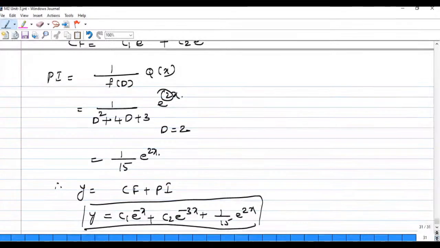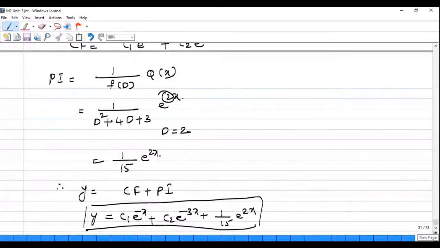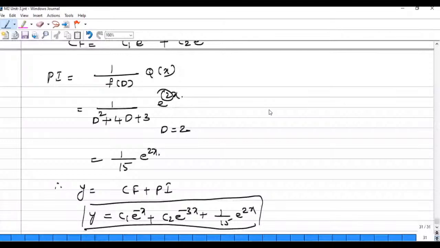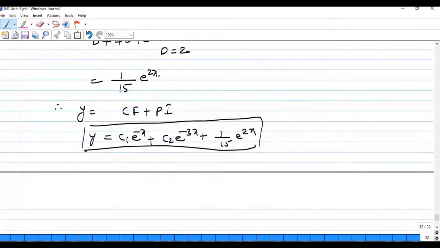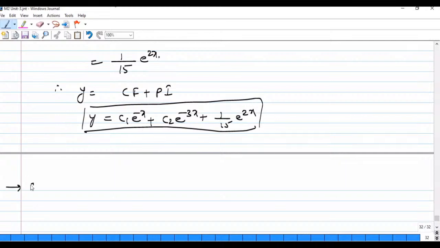Okay, shall I go to the next one? Yes, ma'am. Solve 4D square minus 4D plus 1 of y equal to 100.